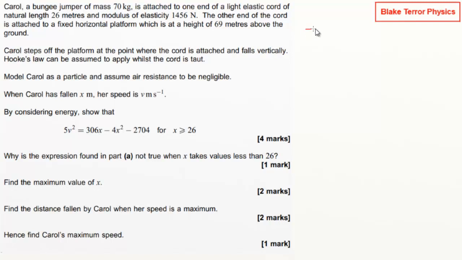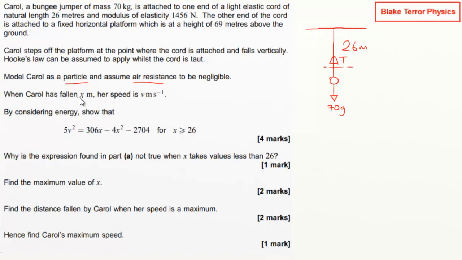So we've got a fixed platform, cord, a natural length of 26 meters for the cord. We've got some woman stuck to the end of this. She's got a mass of 70 kilograms, so we've got a 70 g weight going down. We've got a tension in the cord going upwards. I'm guessing they're going to tell us no air resistance, particle, she falls vertically. Hooke's law assumed while the cord is taut.